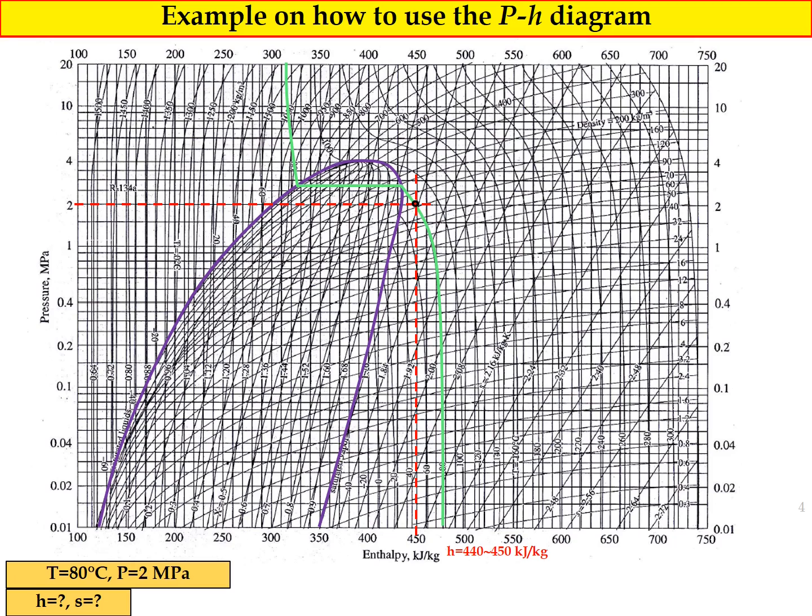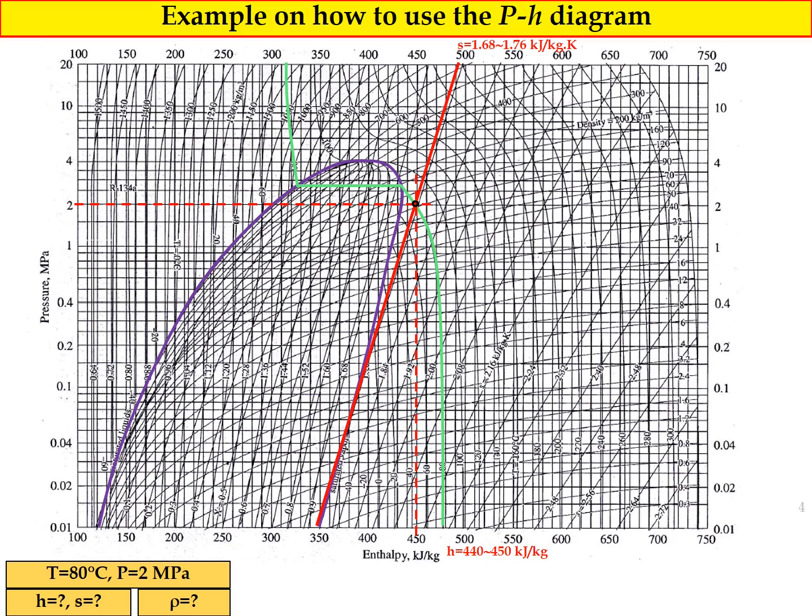and the value of entropy, so we need to find the line for the entropy value. So we need to draw the line that goes through the intersection point, and the line must be aligned with the line of the entropy on the PH diagram. So if you look, the value will be in between 1.68 to 1.76 kJ per kg Kelvin in terms of entropy value.